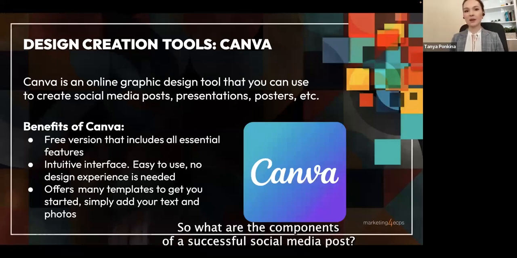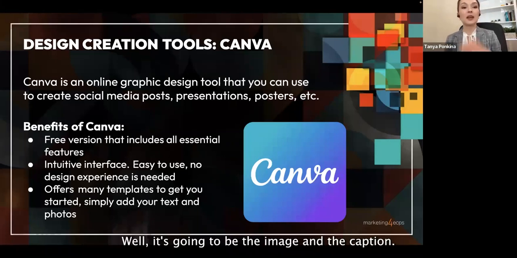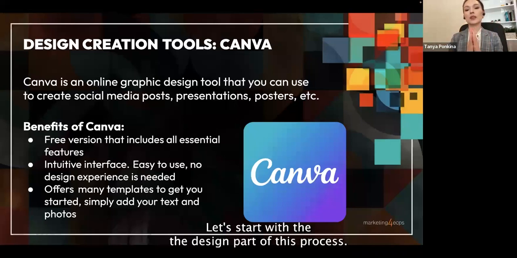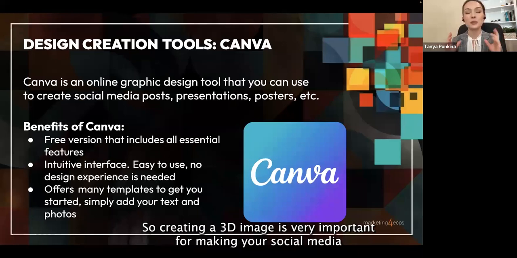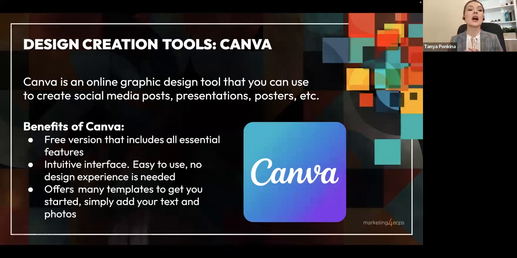So what are the components of a successful social media post? Well, it's going to be the image and the caption. Let's start with the design part of this process. And it's no secret that most people focus on the visual information. So creating a pretty image is very important for making your social media look really professional.